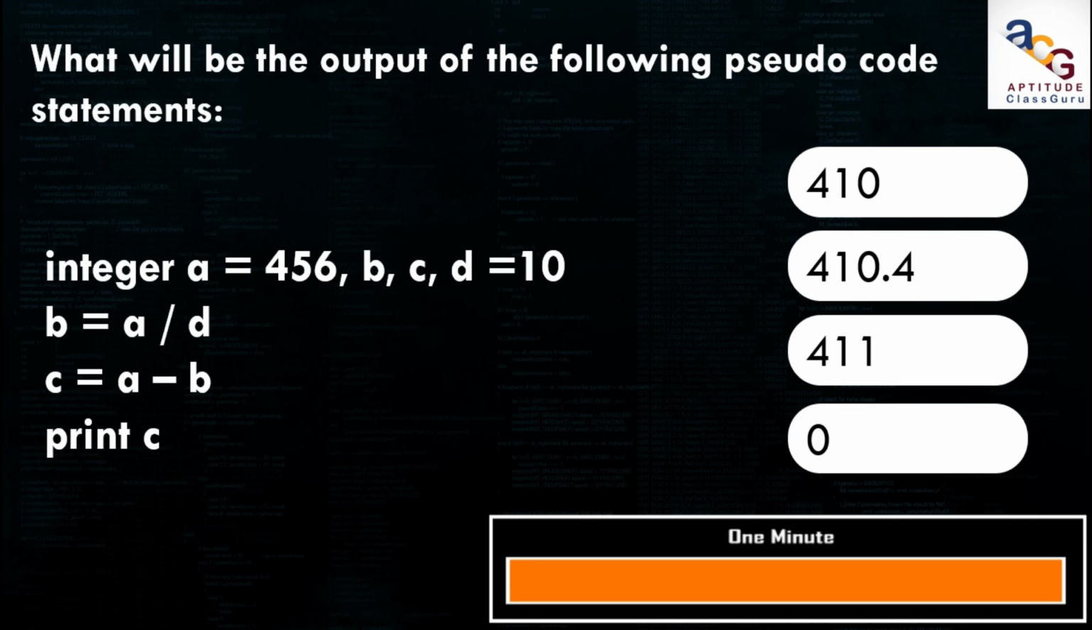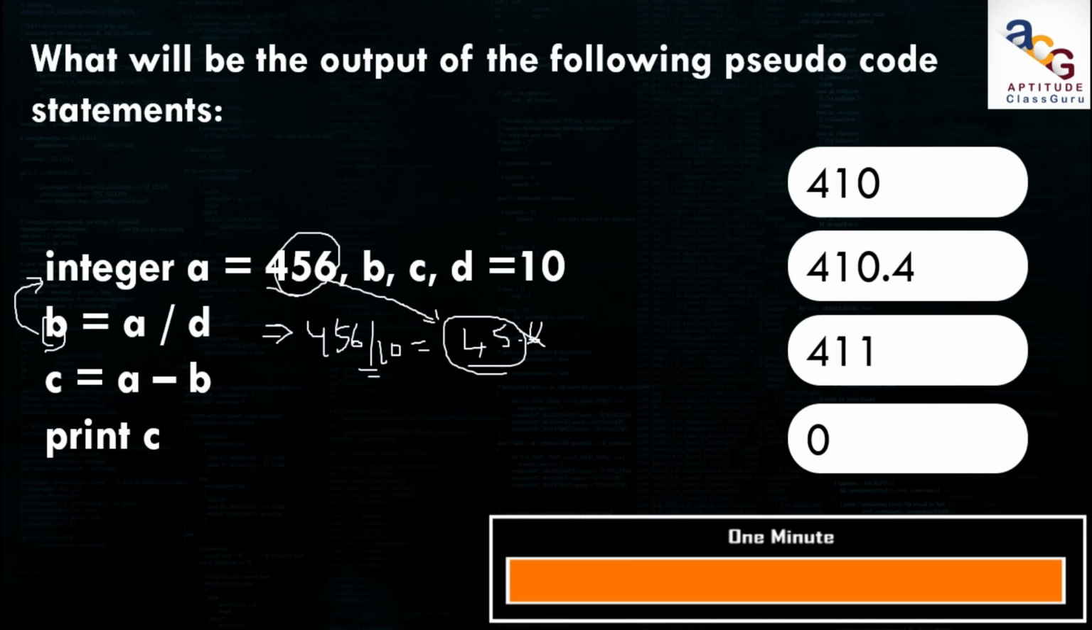What will be the output of the following code? Very easiest concept, I think. A equal to 456, B, C and D equal to 10. What is the B value? B equal to A by D. What is the value of A? 456 and we have to divide it by 10. The division operator results in the quotient, right? So 45.6. But B is of type integer, so the decimal points will be discarded. So B value is 45. What about C? C equal to A minus B. A value is 456 and we have to subtract 45. Why? Because B value is 45. So 456 minus 45, the answer is 411.